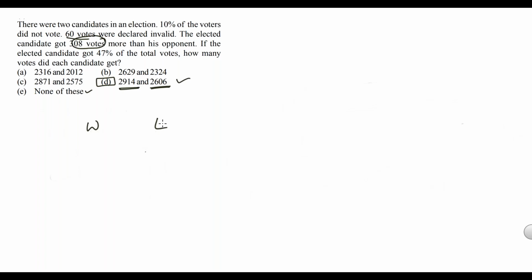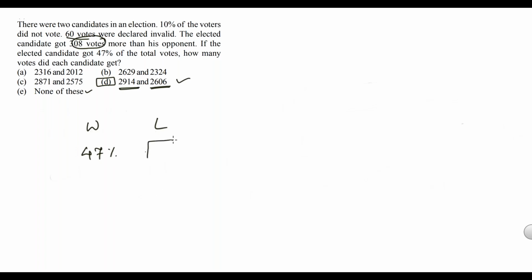Right? If you calculate mentally percentage things, total votes are 100%, out of which 10% voters did not vote, and 60 votes are invalid. Right. So voters who casted their vote are only 90%. So 90% votes are casted total, out of which one candidate has got 47%, means the other candidate must have got definitely 43% or less. Right? Here I can say the winning candidate has got more votes, that is 47%.